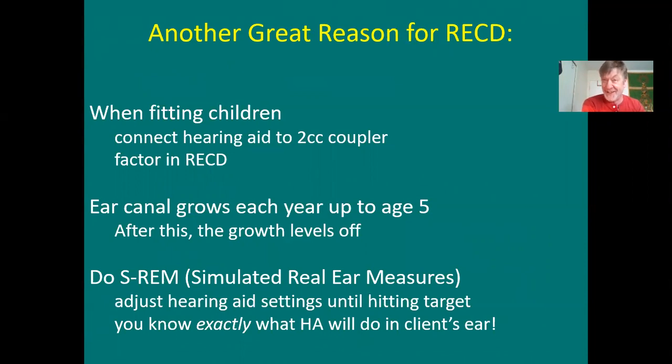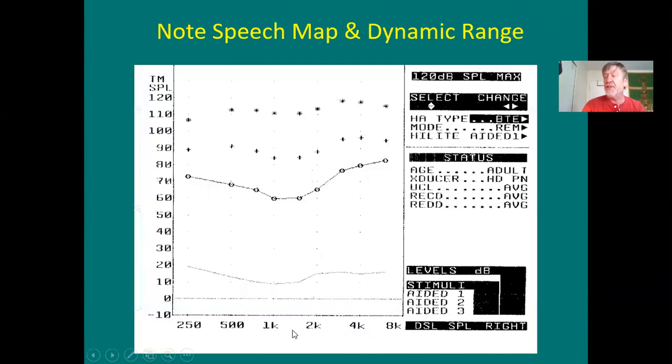Wild, huh? And that's what's called SREM, simulated real ear measurement. You heard about it first here. Maybe you didn't, but all right. So when fitting kids, you can connect the hearing aid to a 2cc coupler and factor in the RECD. The ear canal grows each year up until about age 5. After this, the growth levels off. But then you can do SREM. Adjust the hearing aid settings until you're hitting targets, and having factored in the RECD, you'll know exactly what the hearing aid is going to do in the kid's ear.